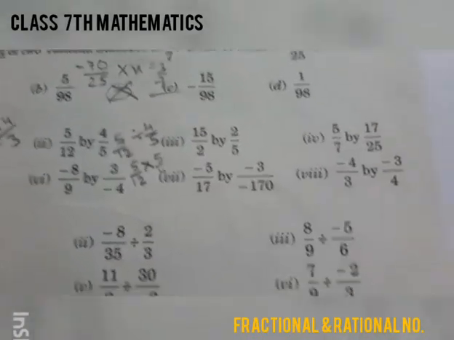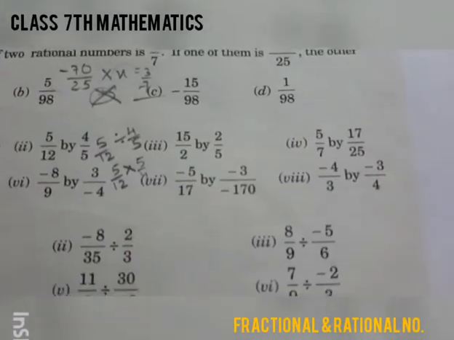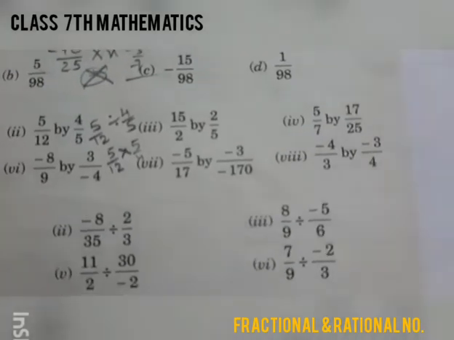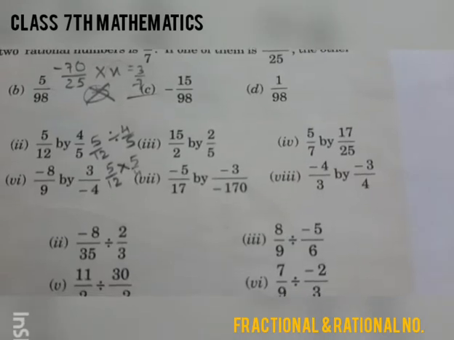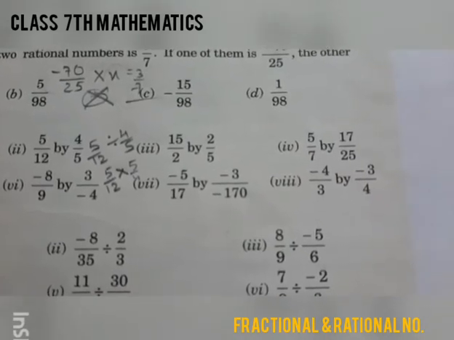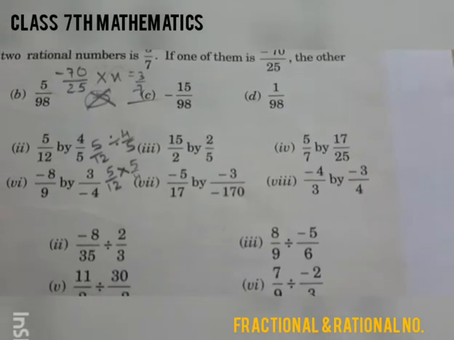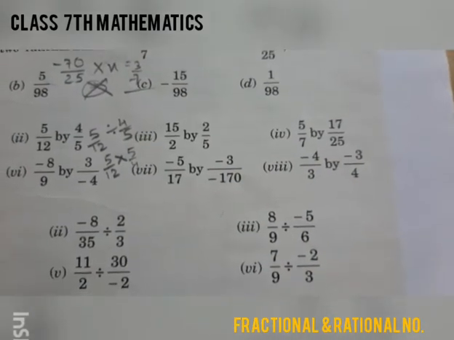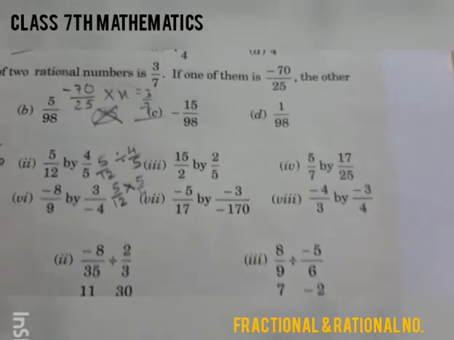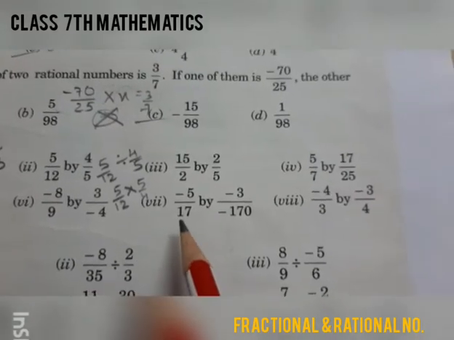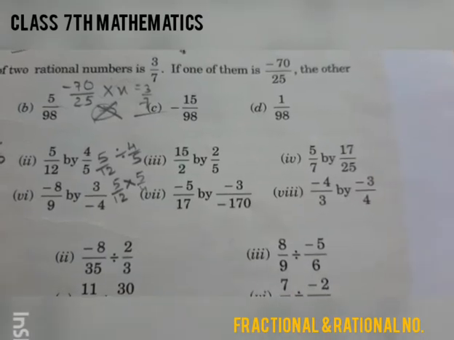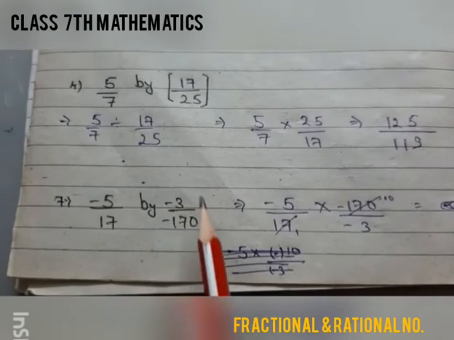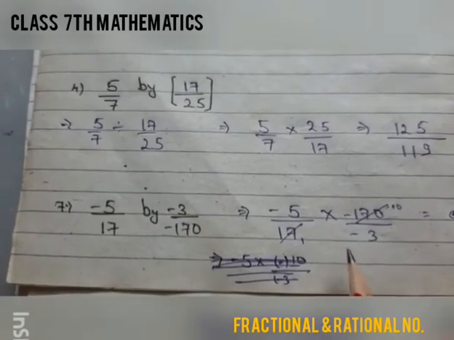Now let's pick a question. Okay, let's pick question number 7. Minus 5 upon 17 by minus 3 upon minus 70. Now see, this is also a very simple question. I am picking up this question because here the sign will play a very important role. I hope now you know how to write this statement. How will you write the statement? You will write minus 5 upon 17 into the reciprocal of the second rational number, that is minus 170 upon 3.